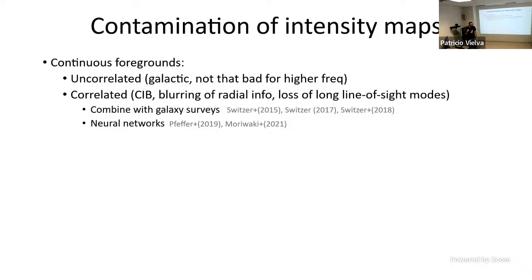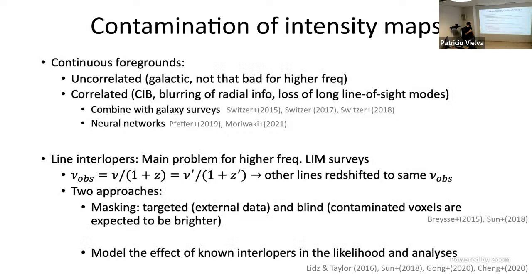But also for the high frequency lines, line interlopers are a problem. And what are line interlopers? Basically, they are emission from different redshifts that redshifts into the same frequency. Basically, this is the plot that I showed you before.